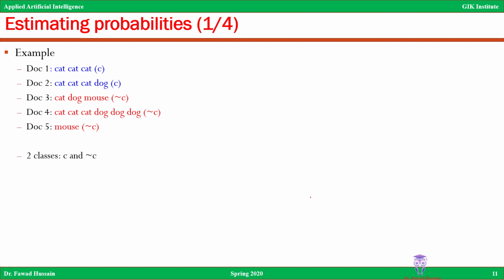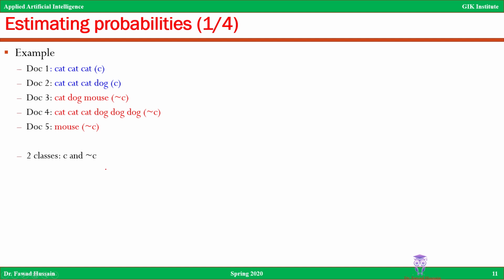So let's take this example. The first two documents belong to the category C, which can be anything. And the next three documents mean not C. It means there are two categories, C and not C, or I can call them C1, C1, and C2, C2, C2. So if I have two categories, I can just use C and not C. If I had more than two, I could have said C1, C2, and C3.